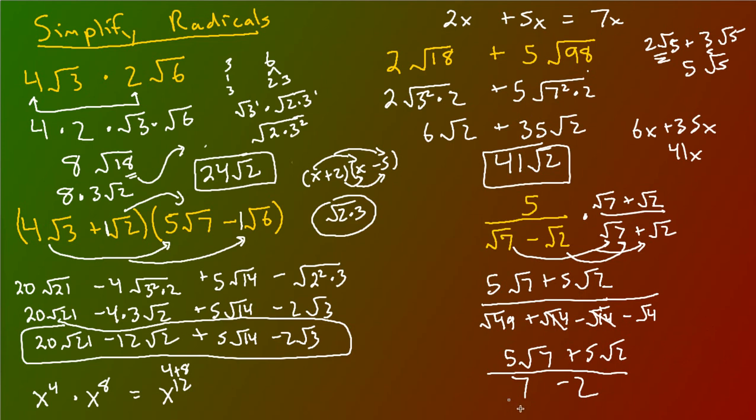So then I can simplify that further. I'll do it over here. So I have 5 root 7 plus 5 root 2 all over 7 minus 2 is 5. So this 5 applies to all of these. So I can cancel all 3 of these, and I get root 7 plus root 2.